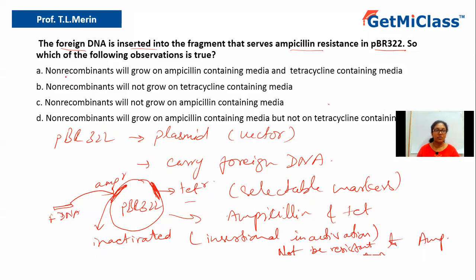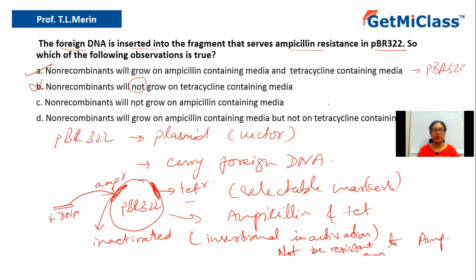Now let us see. Option A says non-recombinants will grow on ampicillin containing media and tetracycline containing media. Non-recombinants means those having the normal PBR 322, so they don't have foreign DNA. They do have resistant genes for both ampicillin and tetracycline. And this is correct. Option B says non-recombinants will not grow on tetracycline containing media. No, because it will grow, as it has the tetracycline resistant gene. Because it is non-recombinant, and we are not altering the tetracycline gene here. So this is not true.